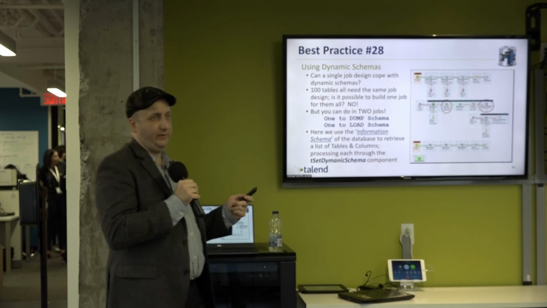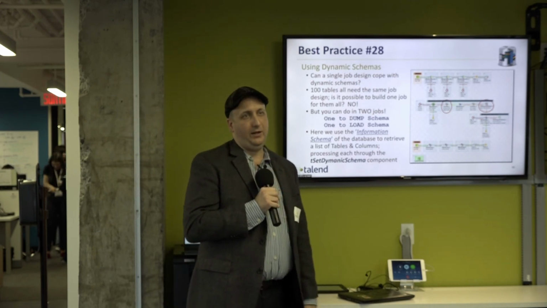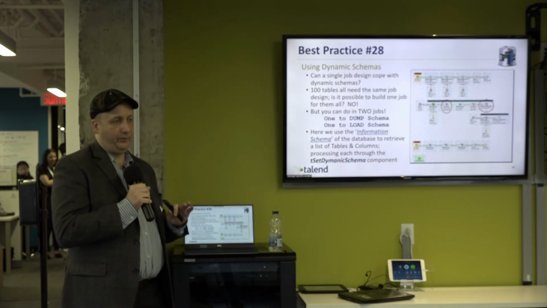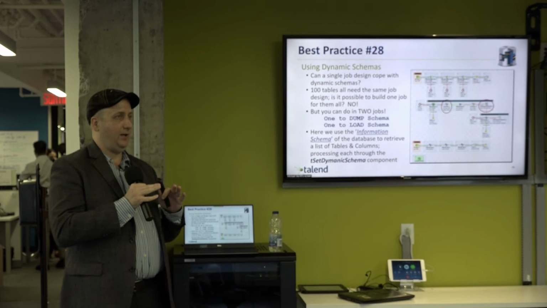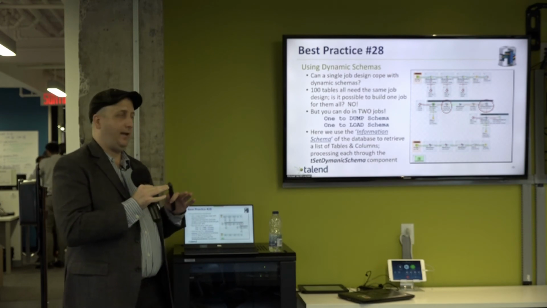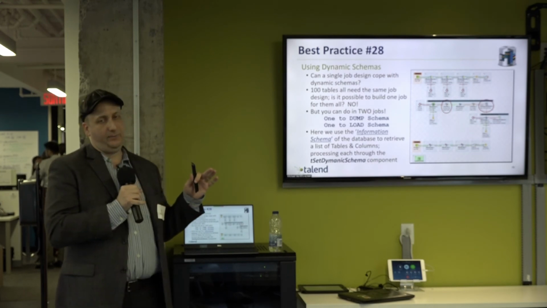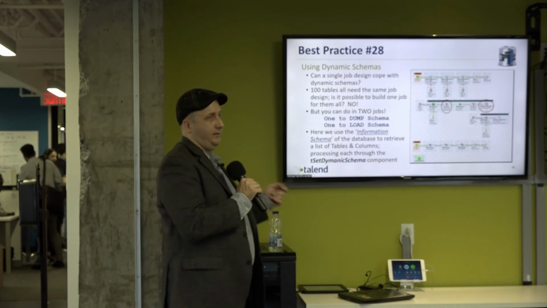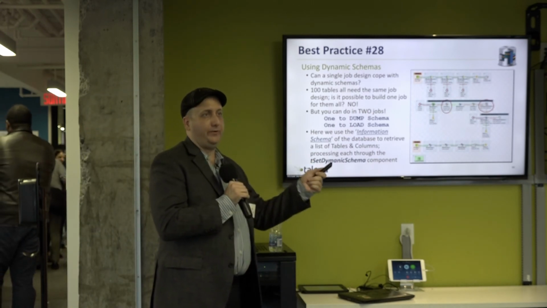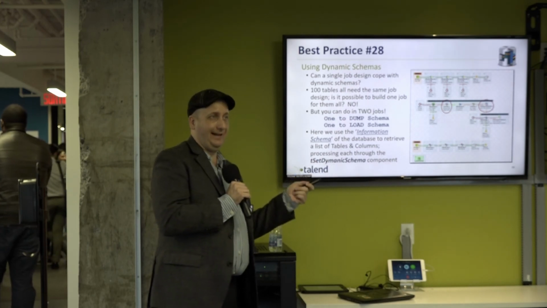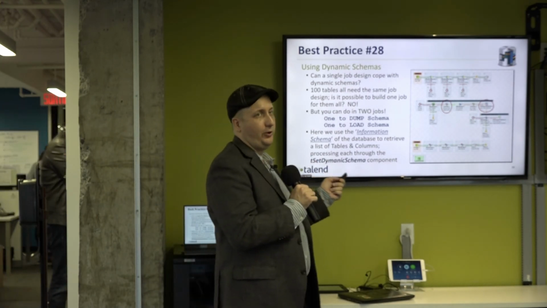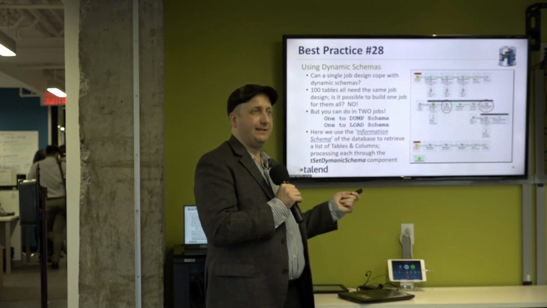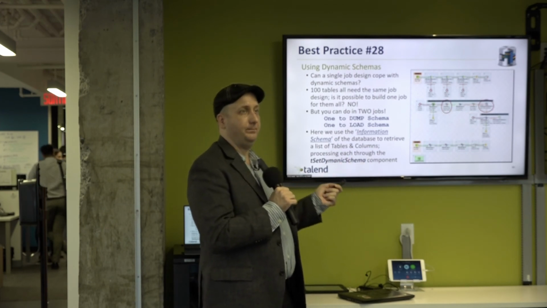You have 100 of these, right? You don't want to write 100 jobs. You can use dynamic schema. What you do is keep some metadata around what these columns are, and you can load that metadata as part of the job. Then all the components can use that as a dynamic schema. So instead of hard coding the schema for each of these components, you're setting the schema at runtime.